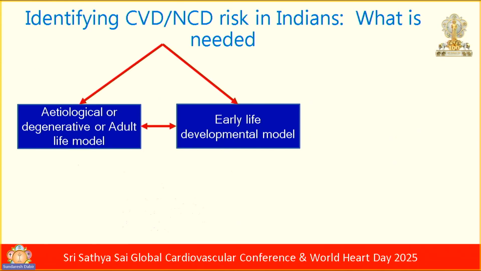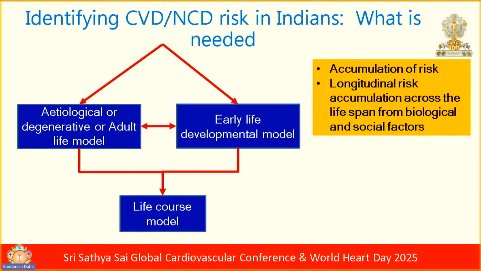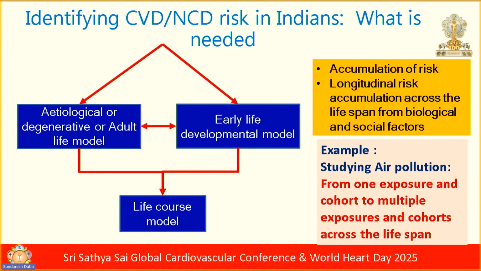But what we need now is a combination of these two. We need to look at both the etiology as well as the early life developmental model, and we need to look at what we call the life course model, because there is accumulation of longitudinal risk across a lifespan that includes both biological and social factors such as air pollution, as an example.